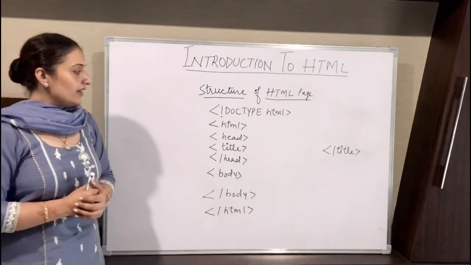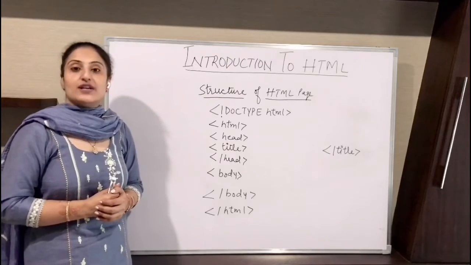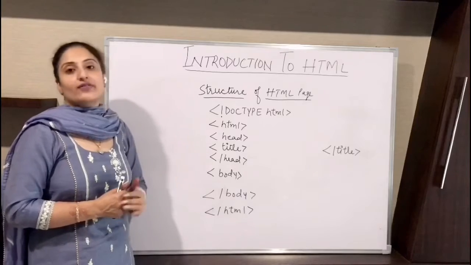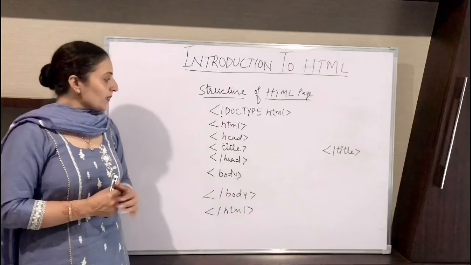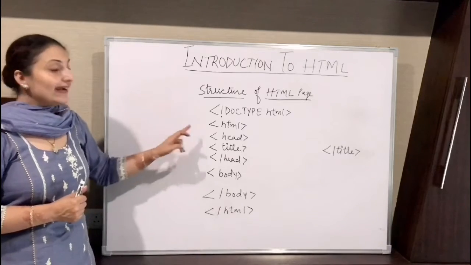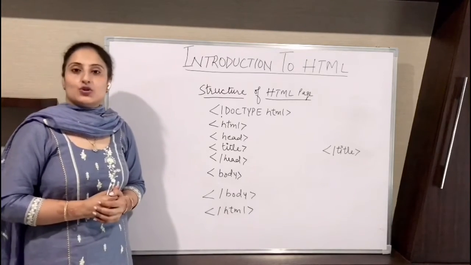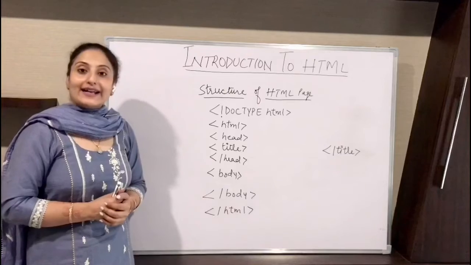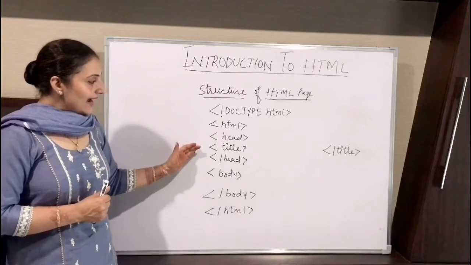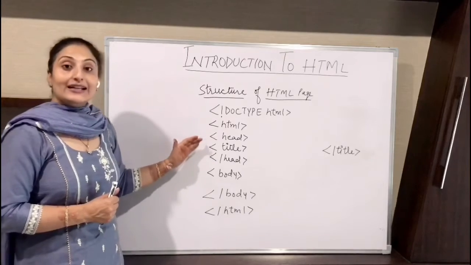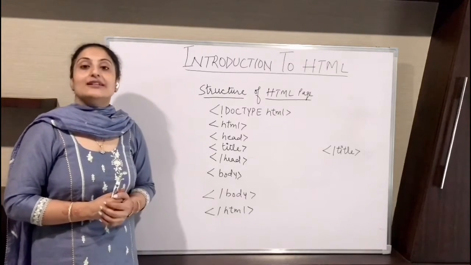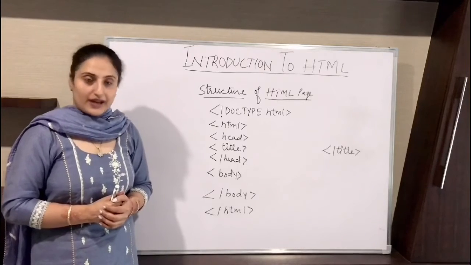Second tag here is HTML, which is a root tag that indicates the beginning of the HTML code. Within the HTML tag, we have head tag. Head tag is used to include heading elements within the page. Within the head tag, we have title tag. Title tag is used to include the title of the web page.